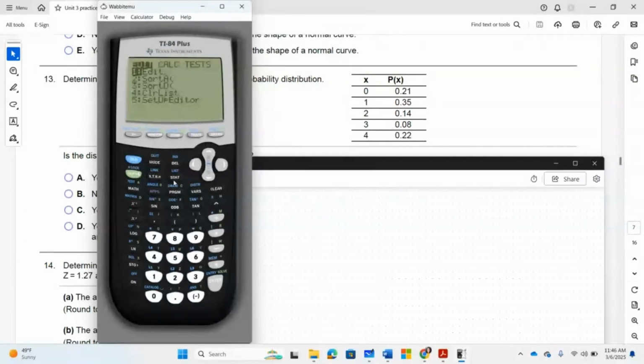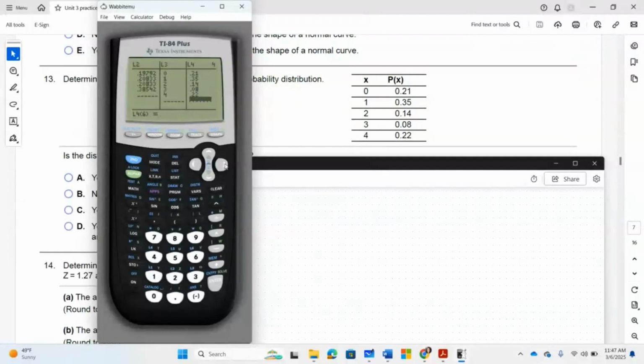So I'm going to go to Stat, Edit, and I would like L3 and L4. I will put all my random variables in L3. So I have 0, 1, 2, 3, 4. And I go to L4 and put in the probabilities: 0.21, enter. 0.35, enter. 0.14, enter. 0.08, enter. 0.22, enter. All right.